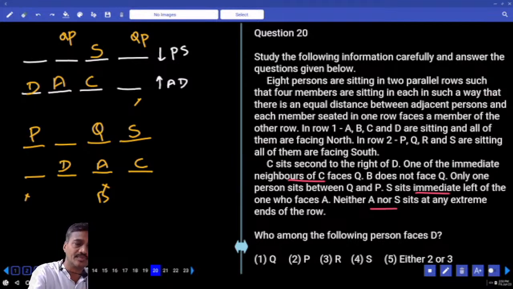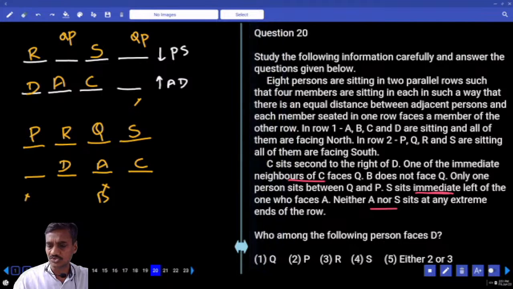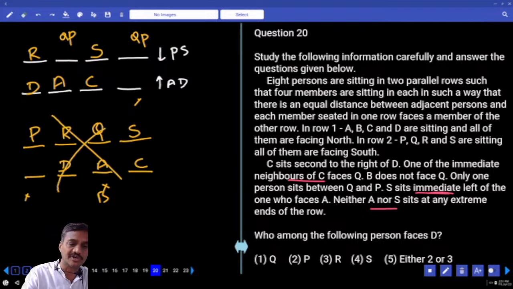Then P, Q and the immediate neighbor is S, so R must be here. Now here also R must be at this place, isn't it? Now S sits to the immediate left of the one who faces A. Neither A nor S sits at any one of the extreme ends of the line, hence this case is completely ruled out because S is at one of the extreme ends of the line. Are you following this one or not? Then we are left with only the first one.